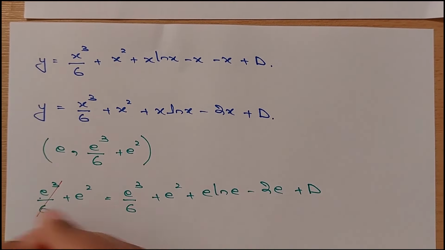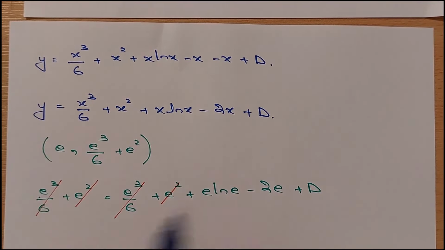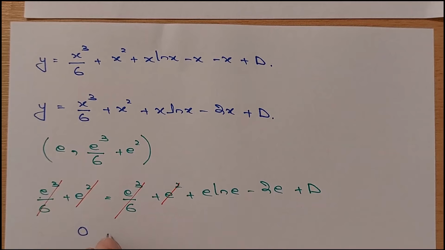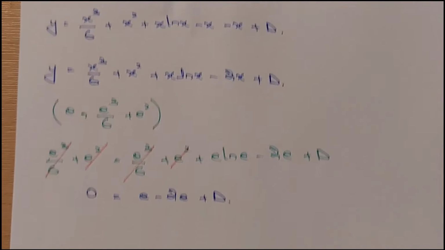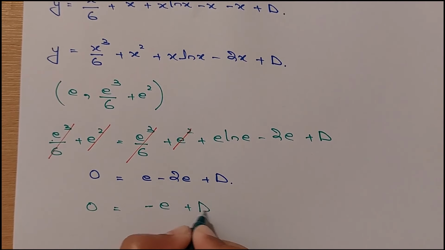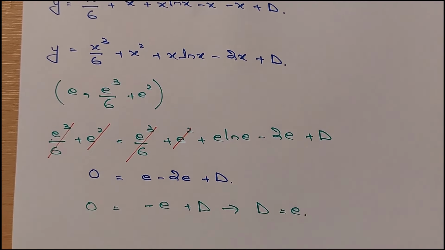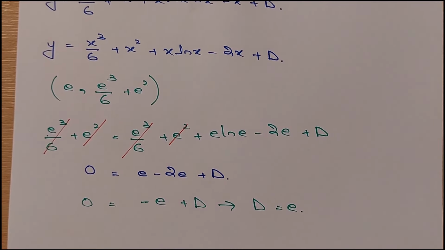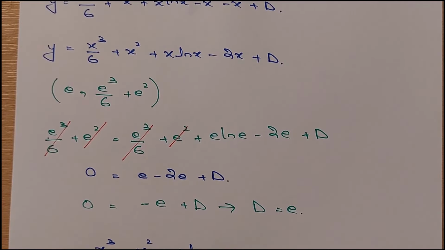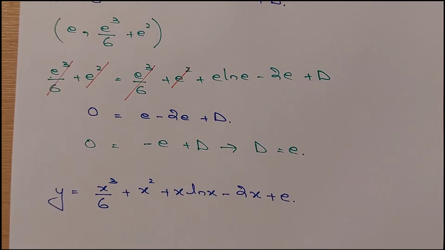Here you can see we have the same terms on both sides, so we can cancel. ln of e is just 1, and we have e minus 2e, so 0 equals e minus 2e plus d. e minus 2e is minus e plus d, and from here the d value is e. So the equation of the curve is y equals x cubed over 6 plus x squared plus x natural log of x minus 2x plus e. That is the equation of the curve.